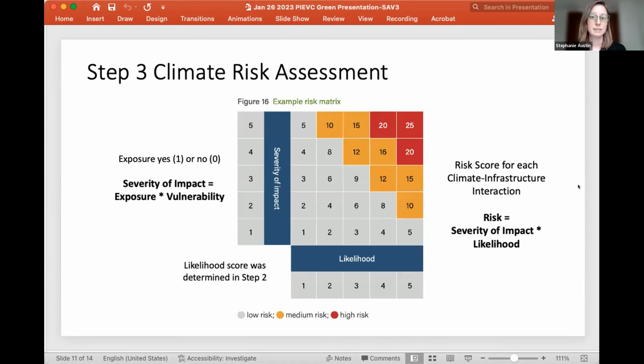So we've maintained still the same risk matrix approach. Here, what we'll do is try to determine the risk scores for each climate infrastructure interaction. We would do an exposure analysis to determine if there's any exposure using more of a yes/no approach. We'd multiply the exposure values by the vulnerability value determined on the previous slide. And we also already have the likelihood score from step 2 using the middle baseline approach. And then we multiply the severity of impact against the likelihood to get the risk score.